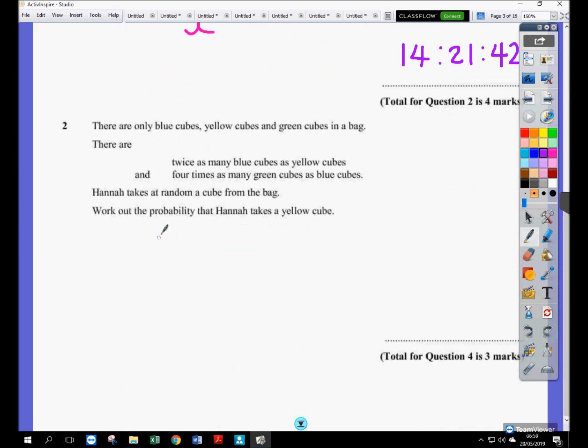Next one. So, probability. We can set it out. So the last one actually. So how we can set it out. We have a probability table. So there are twice as many blue as yellow. So we don't know how many yellow there are, so for yellow x, and blue will be 2x. There are 4 times as many green as blue. So if you times blue by 4, you end up with 8x.